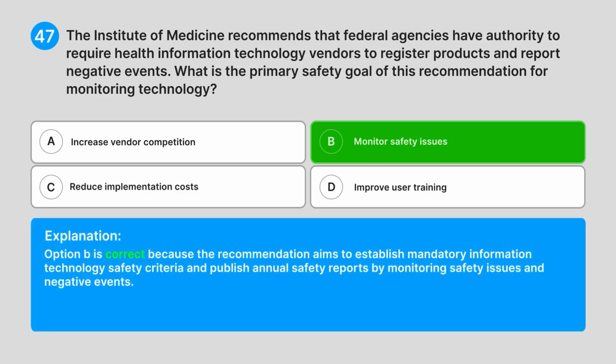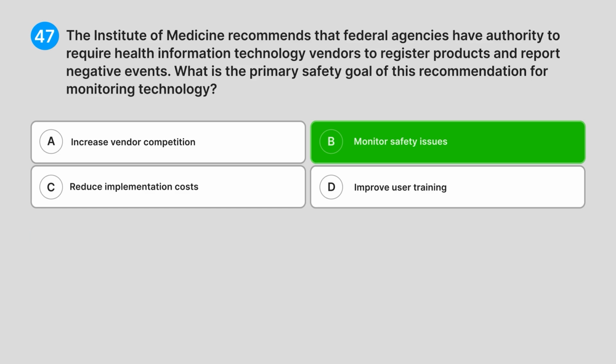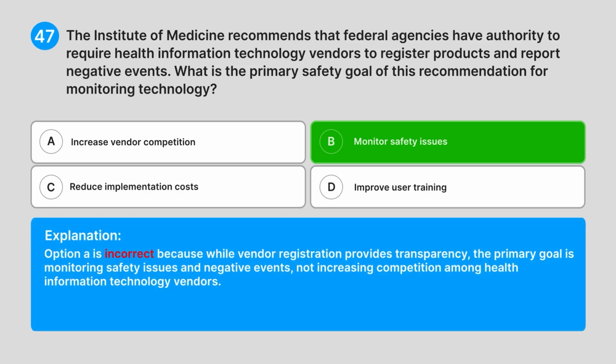Explanation: Option B is correct, because the recommendation aims to establish mandatory information technology safety criteria and publish annual safety reports by monitoring safety issues and negative events. Option A is incorrect because while vendor registration provides transparency, the primary goal is monitoring safety issues and negative events, not increasing competition among health information technology vendors.